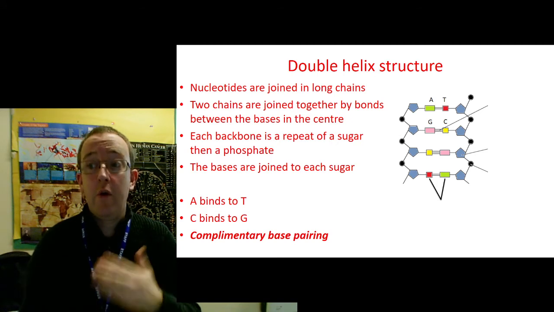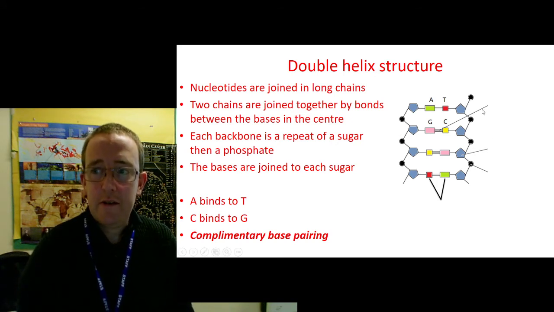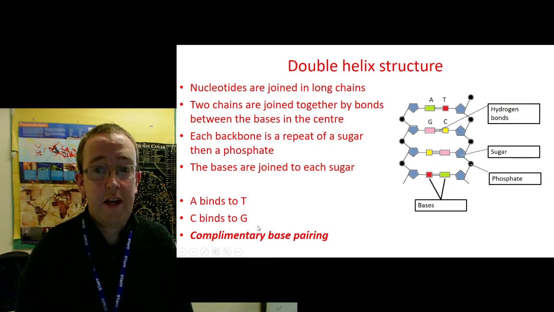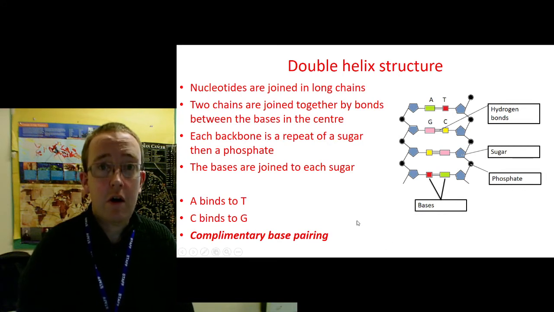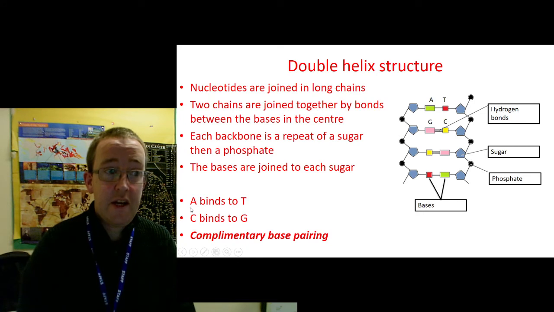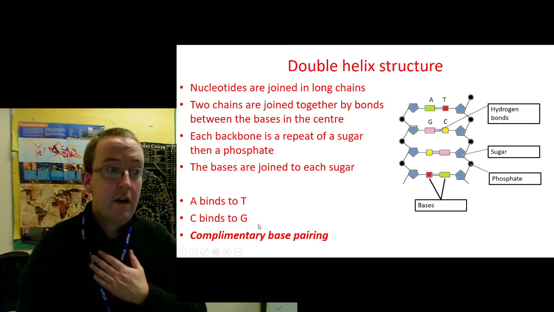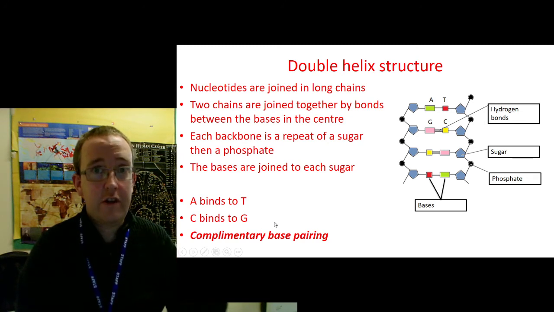Okay, so if we label up this bond here, look, these are hydrogen bonds in the middle. That's our sugar, that's our phosphate, and those are our bases. It's called complementary base pairing, and you are expected to know that. The way I remember this is A and T spell at, and C and G are my initials. So the initials of the guy that taught it to you.